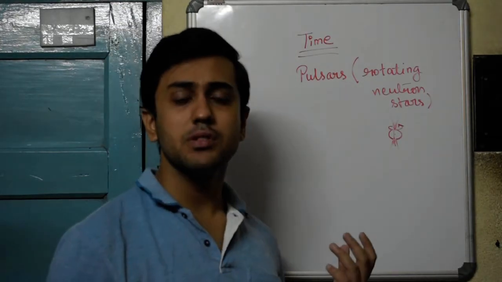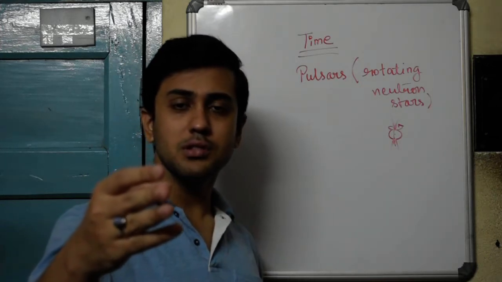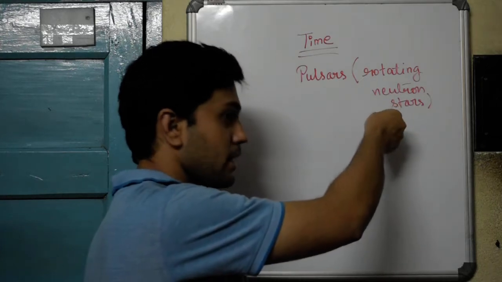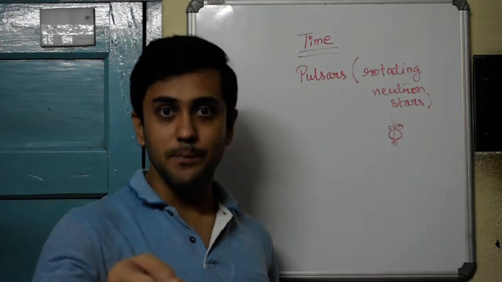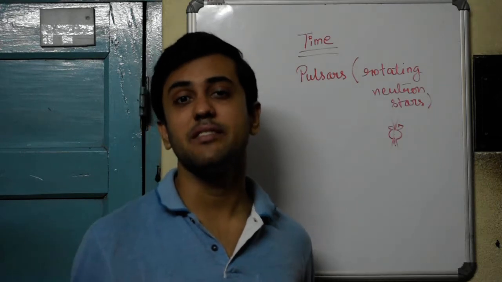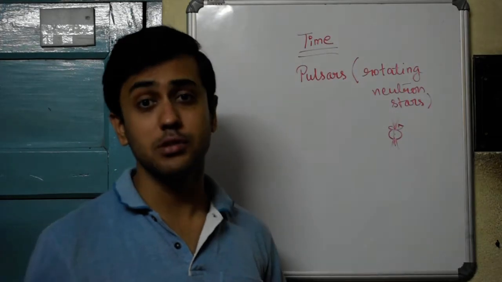Actually these neutron stars are heavily dense. If you were to go near a neutron star and take a spoon with you, and suppose you take a teaspoon of neutron star, that teaspoon of neutron star will be equal in weight to the entire city of Kolkata. Just to give you a perspective of how dense neutron stars are.